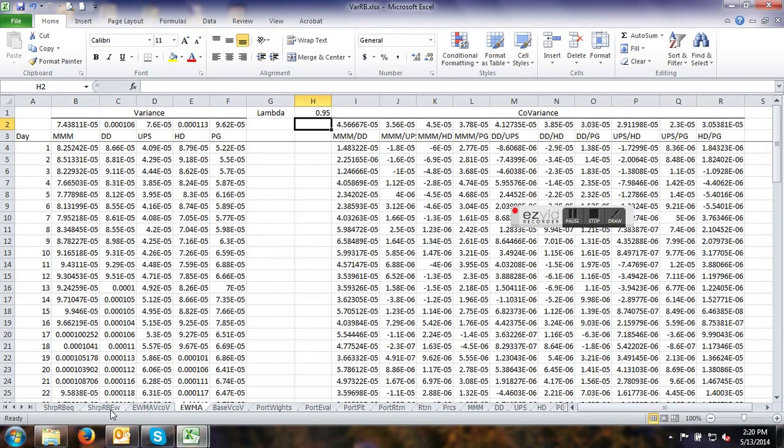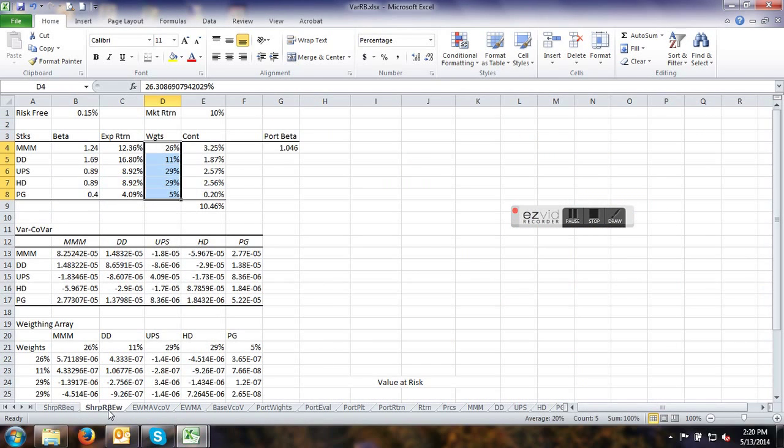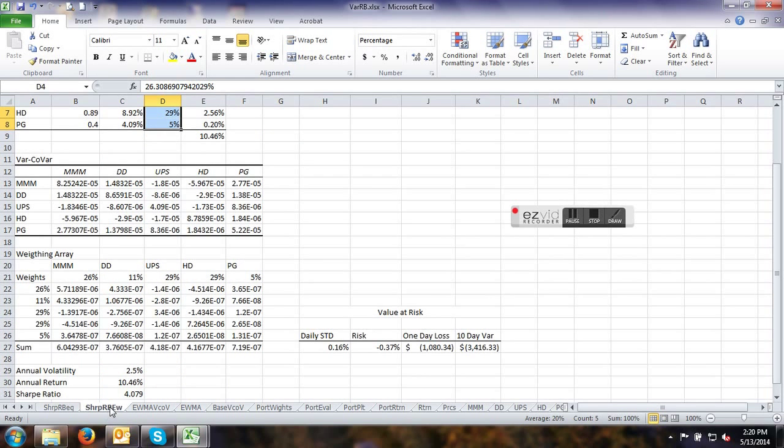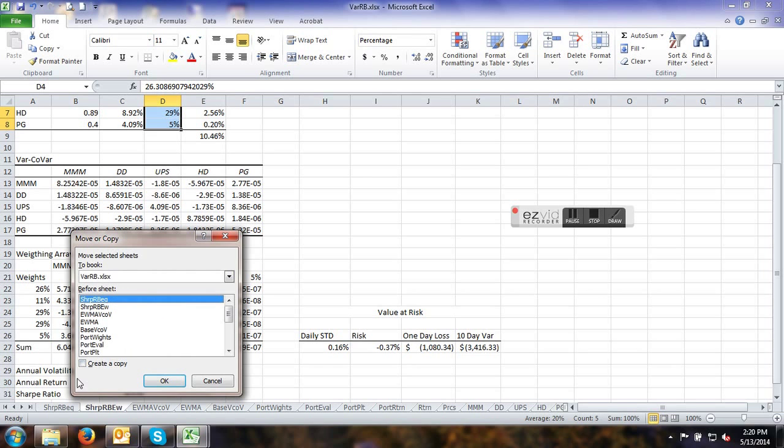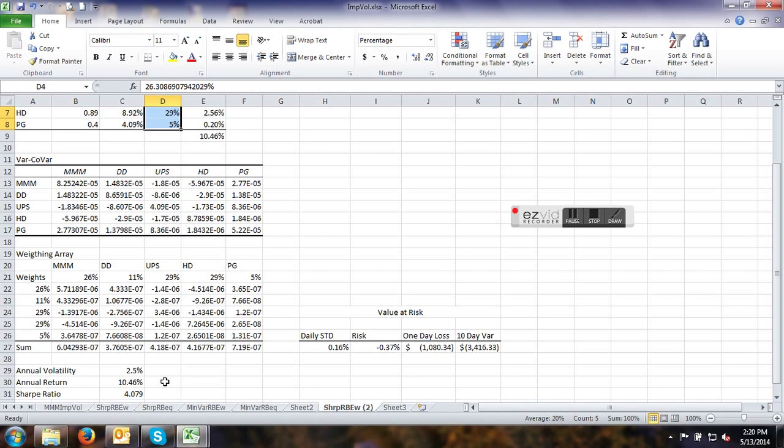Then I'm coming over here. This is from the EWMA project. We want to take this particular sheet and copy it. So right click down on the tab, Move or Copy. We're going to create a copy, move it to the implied volatility workbook, and I'm just going to put it in front of Sheet 3. And here it is. Now I'm in the implied volatility workbook.